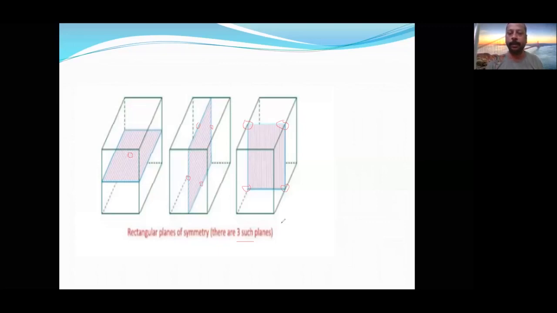The next plane of symmetry is the diagonal plane of symmetry. Why are there three rectangular planes of symmetry? Is it understood? Because they pass through the face centers, and how many faces are there? Six faces. Six divided by 2 gives you 3. Is it understood? Next we see the next diagram.